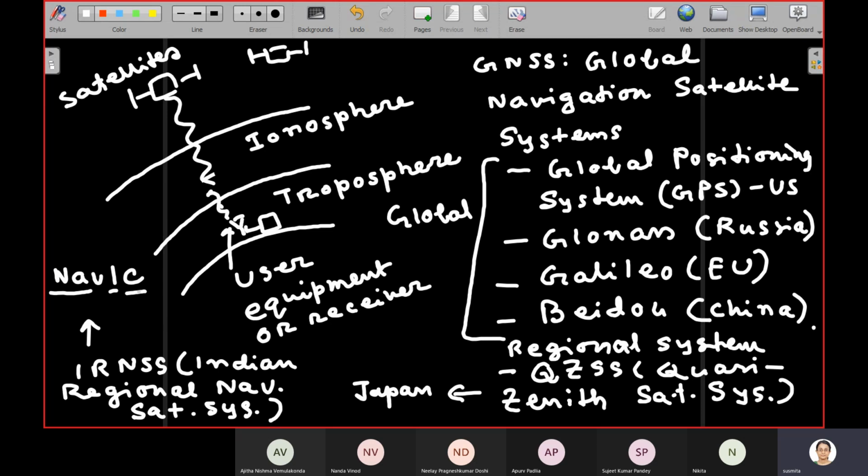There are some other augmentation systems as well, but for the overview purposes, I am not going to talk about them. When we have a formal introduction of GNSS, I'll briefly mention those augmentation systems also. These augmentation systems are different from QZSS, okay? They are meant to improve accuracy and reliability of GNSS services. So all these different systems are together represented as GNSS or Global Navigation Satellite Systems.